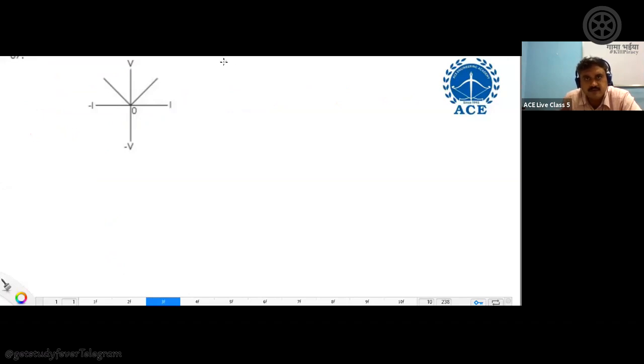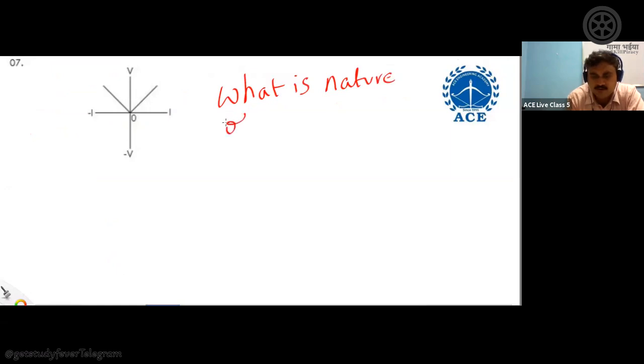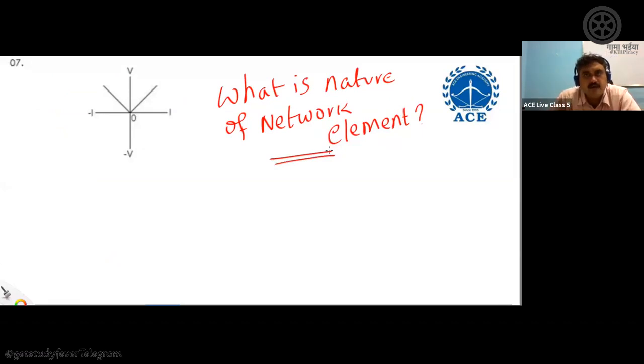This is the first one. Right. So here you need to identify the nature of network element. What is the nature of network element in this graph? Means you have to confirm whether it is linear, non-linear, active, passive, unilateral or bilateral, right?